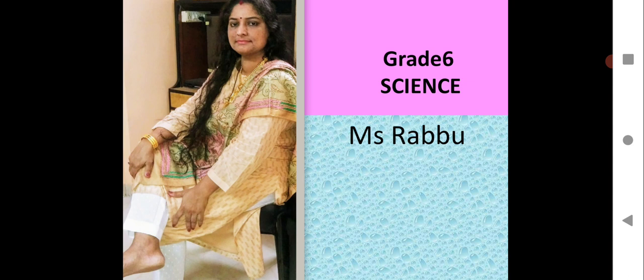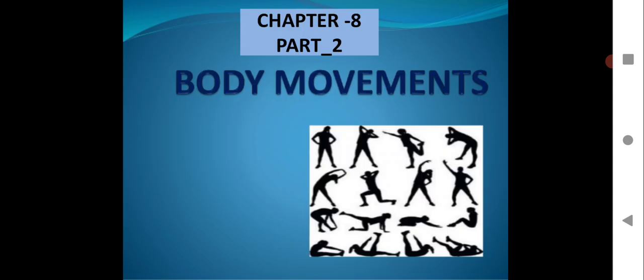So let us see what we are going to do today. We are going to continue with the chapter Body Movements, part 2. As you know, we perform various body movements. We dance, we walk, we bend, we draw, we kick a ball. All those different movements of the body are possible due to the skeletal system we have, and we have to learn all that in detail.